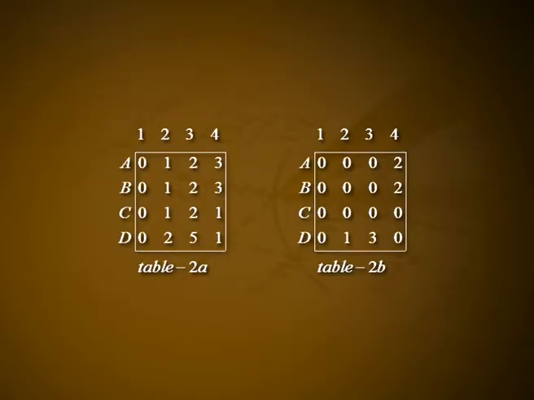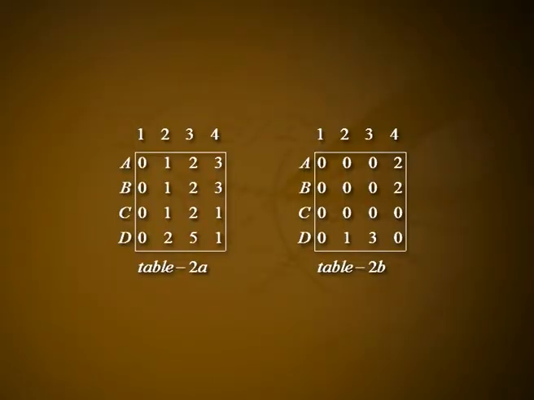Problem 2. Solve the following minimal assignment problem whose effective matrix is given. Solution. Subtracting the smallest element of each row from every element of the corresponding row, the assignment matrix is reduced to table 2A. Now, subtracting the smallest element of each column of table 2A from the corresponding column, table 2B is reached.